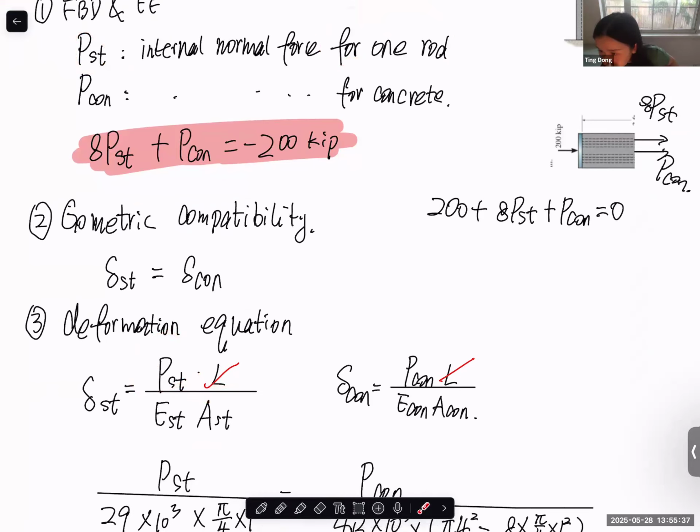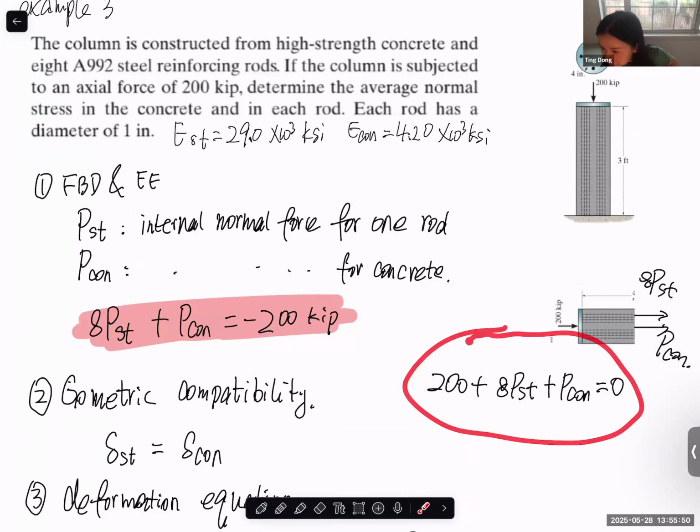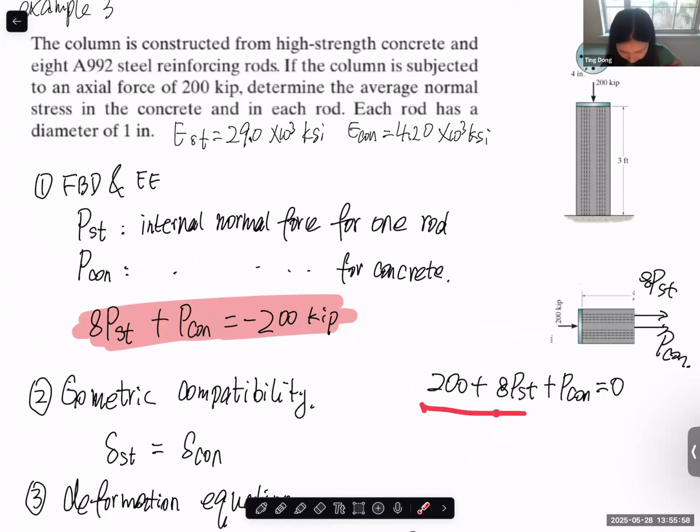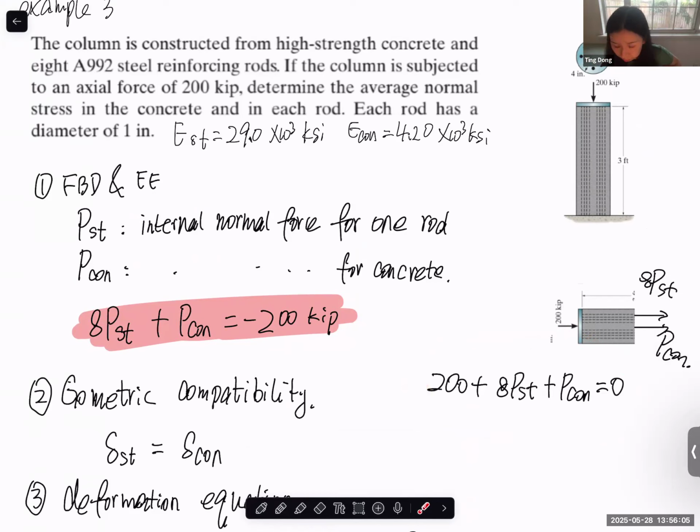If I assume negative normal internal force for the EE would be... this is an equilibrium equation based on a free body diagram. We can discuss in the group in the office hour Zoom link.